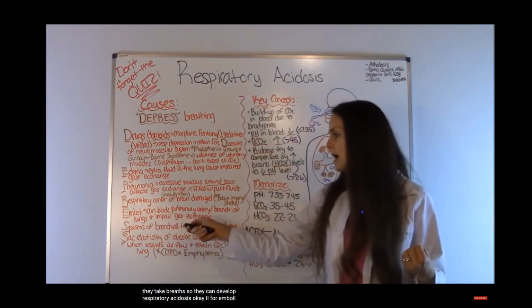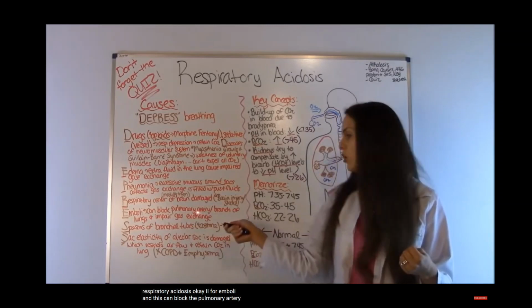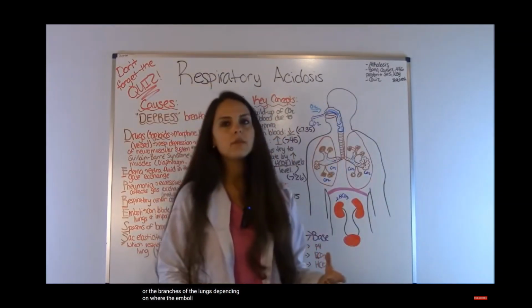Okay, E for emboli. And this can block the pulmonary artery or the branches of the lungs, depending on where the emboli left the body.